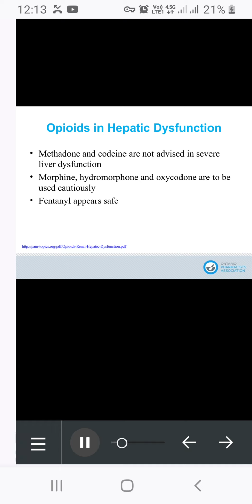Morphine, hydromorphone, oxycodone, we need to be very cautious with them. And fentanyl appears safe, but as of 2015, there was more and more abuse of fentanyl and higher risk of overdoses. So if someone has a significant addiction history, you still may want to avoid the fentanyl.